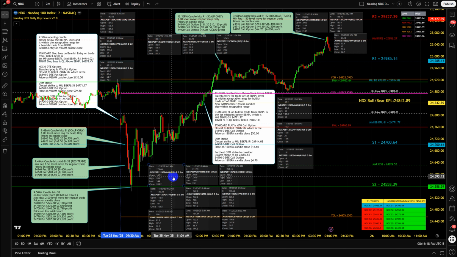Here we have these, instead of going vertically, we have them running across. So here we have the 24,840s, 24,770s, and the 24,700s, just going from each one of these across. So the 9:42 a.m., the 9:44 a.m., and the 9:50 a.m. when it hits the different levels.